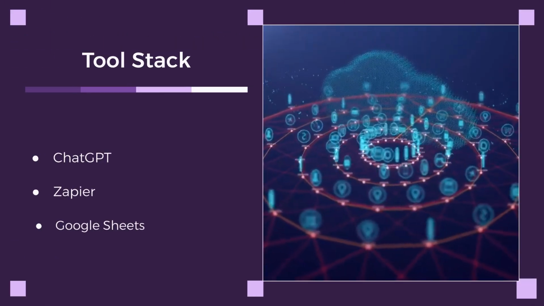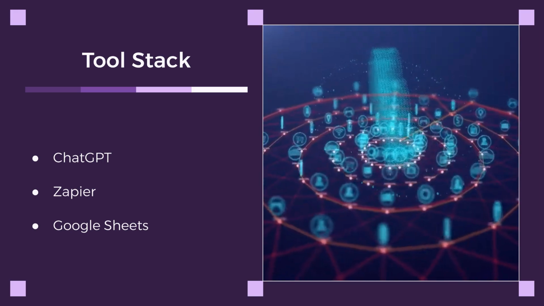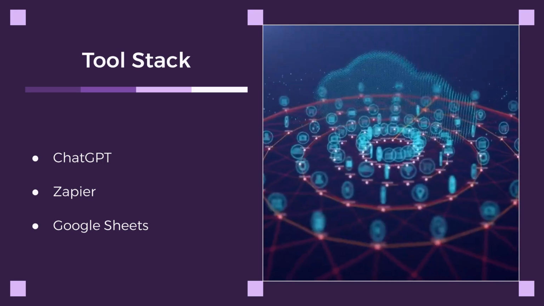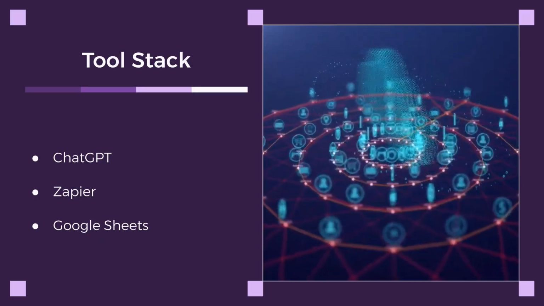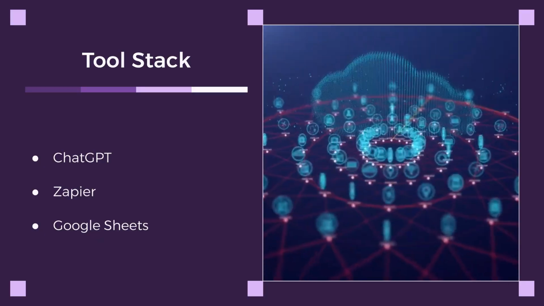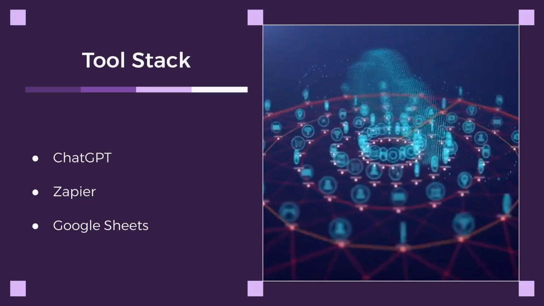Here's the exact tool stack you'll need: ChatGPT, Zapier, Google Sheets, Google Docs, Canva or Pictory for images, and optionally, WordPress or Ghost for auto-publishing. None of this requires coding.